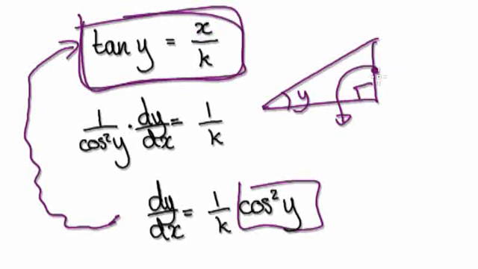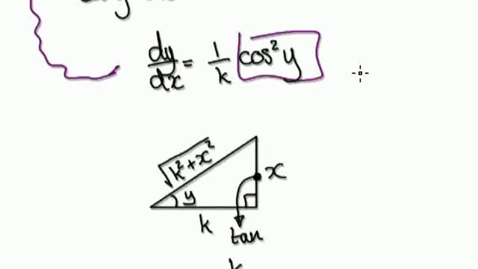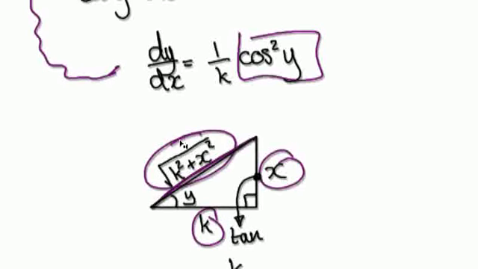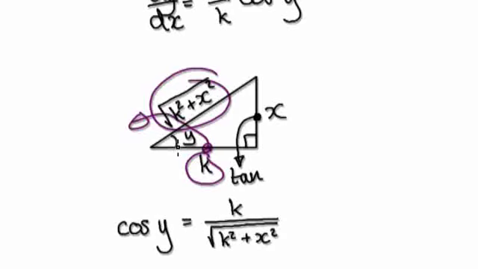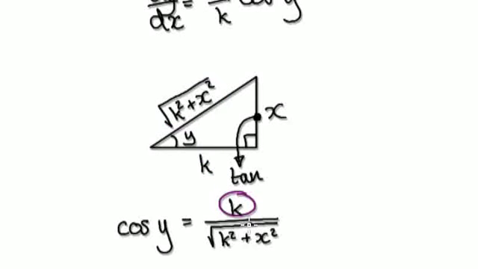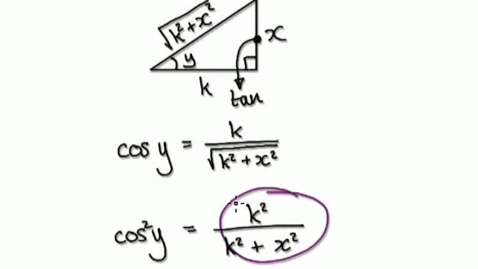Well, make the tan this thing here. So make this x, this k. So this is your triangle. Once you've got your triangle with x and k, then the hypotenuse must be this. So cos of y would be k over root blah blah blah. So cos of y equals k over root blah blah blah. So cos squared will be this thing here.